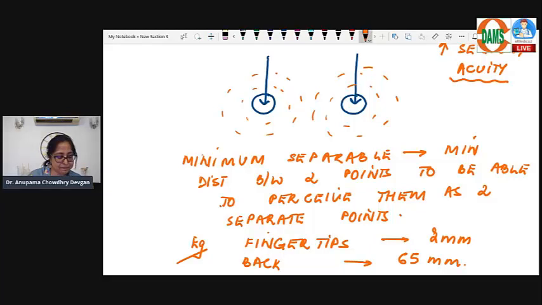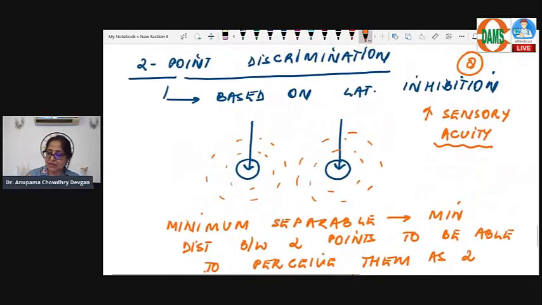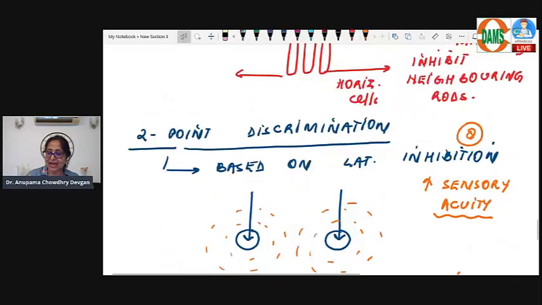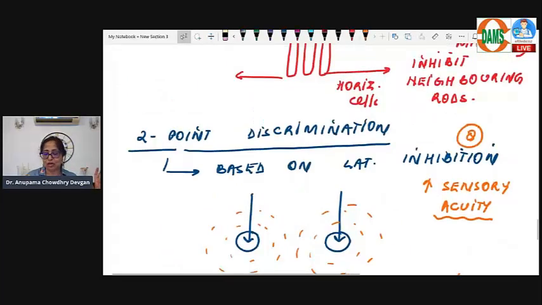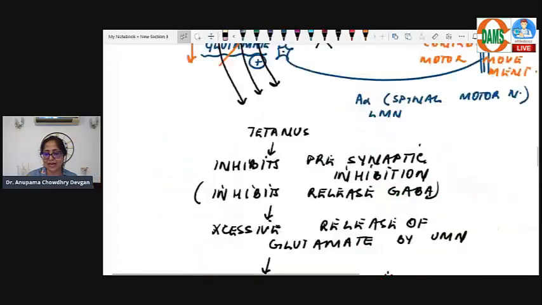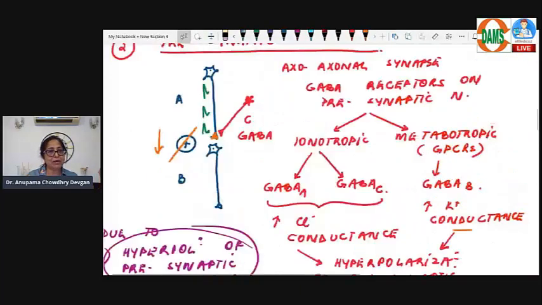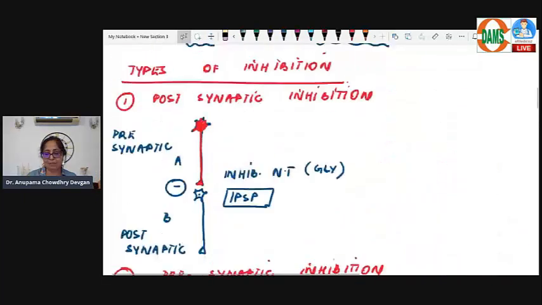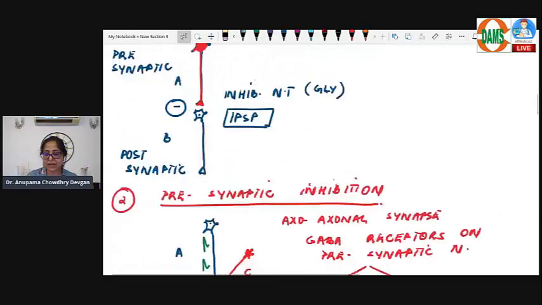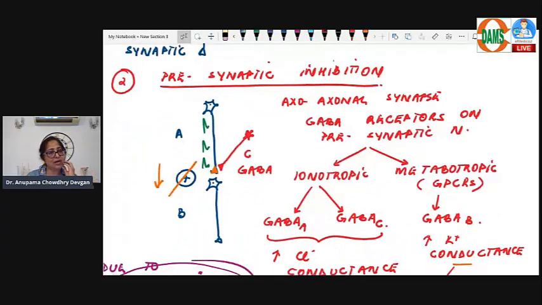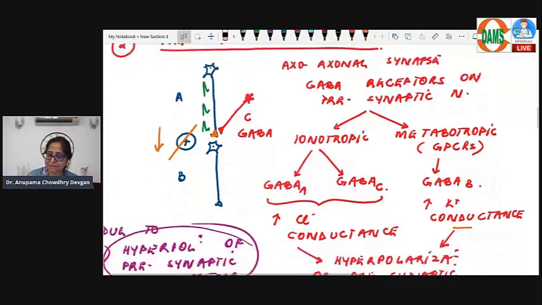Minimum separable. Okay? So this is as far as your 2-point discrimination is concerned. Again, let's see your 5 types of inhibition. The first 2 are very simple: postsynaptic, presynaptic. Postsynaptic, direct: the presynaptic neuron releases an inhibitory neurotransmitter and inhibits the postsynaptic neuron. Presynaptic inhibition: a GABA-secreting neuron causes hyperpolarization of the presynaptic membrane, which decreases the release of excitatory neurotransmitter.